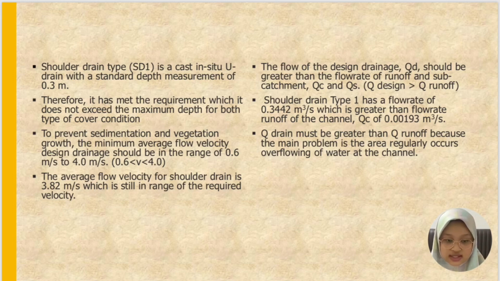The flow of the design drainage shall be greater than the flow rate of runoff and subcatchment. Shoulder drain type 1 has a flow rate of 0.3442 meter cube per second, which is greater than the flow rate of runoff of the channel. Q drain must be greater than Q runoff because the main problem is that the area regularly experiences overflowing of water at the channel. Therefore, we need to find a suitable design of drainage so that it can accommodate and withstand the amount of rainfall, water volume, and water flow at the area.